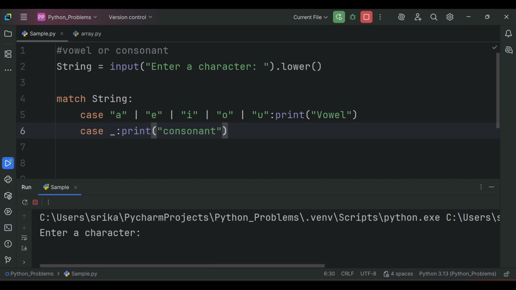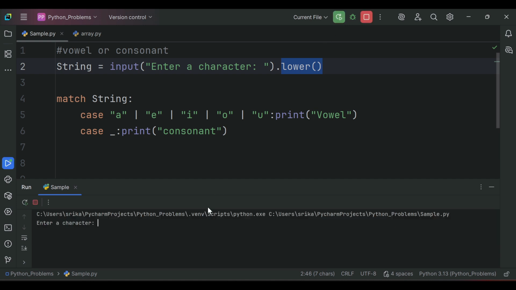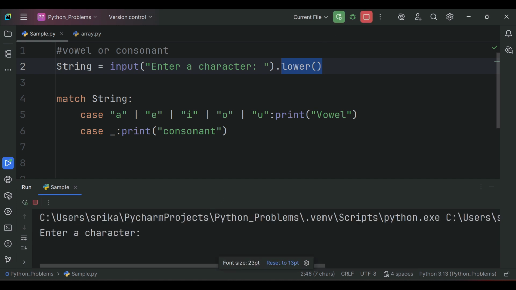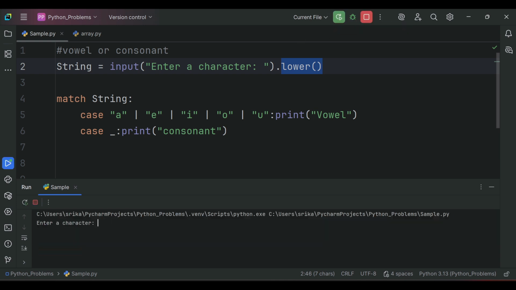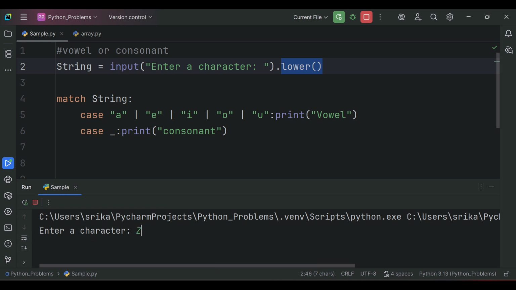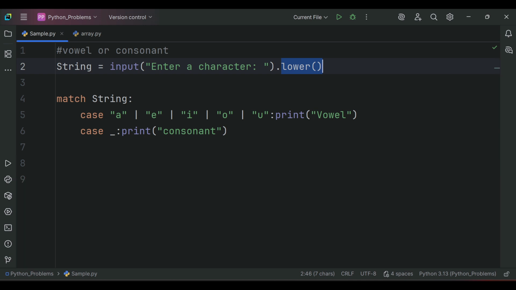Now I'm giving only small letters. Why? Because clearly here I mentioned, if you give anything, definitely it will change it into small letters. Now it's vowel. Now see, I'm giving D, I'm giving C. It's consonant. Here I'm giving capital Z. It's consonant. Here I'm giving capital I. It's vowel. Likewise we have to write the program.